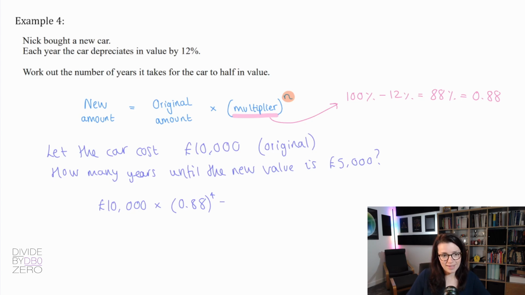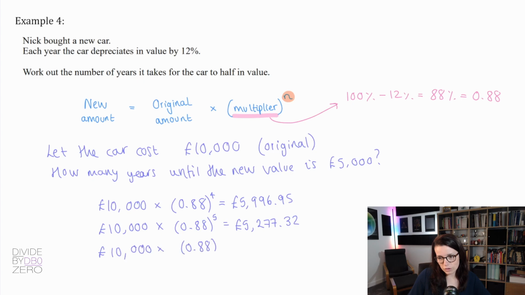So if we type that in, we get 5,996.95. So it's still not quite the 5,000 yet. So let's try adding on another year. 10,000 times 0.88 to the power of 5. After 5 years, the car's value is 5,277.32. So getting closer, but still not 5,000.